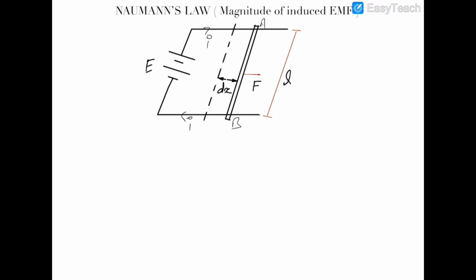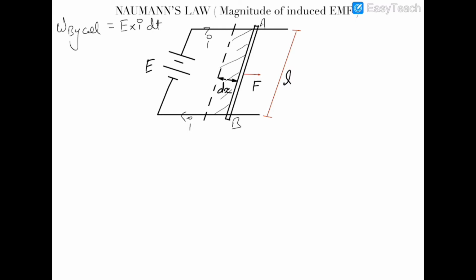Now we can say that the work done by the cell will be E into I into dt, where E into I is the power delivered by the cell and power into dt is the small work done by the cell. Now let's suppose during the time dt, the rod has been displaced by a distance of dx.